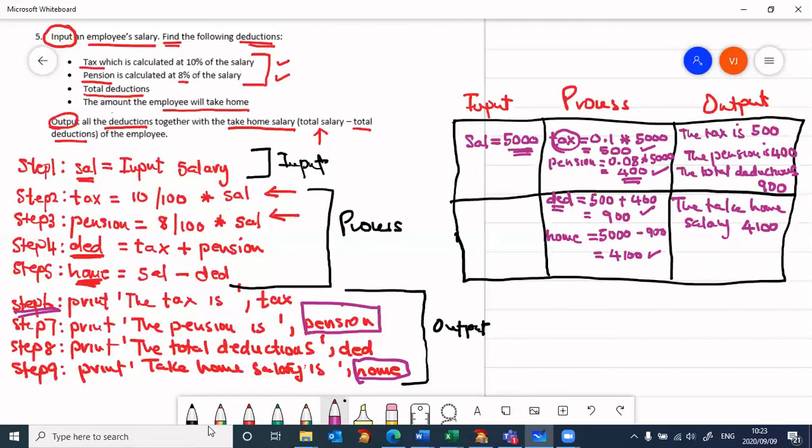I've only tested it for one set of values. When you are doing your IPO tables, you should use a second and even a third set of values to determine the validity of your algorithm. I hope that this video helps you.